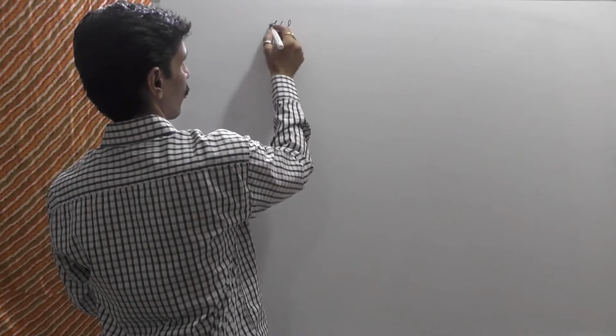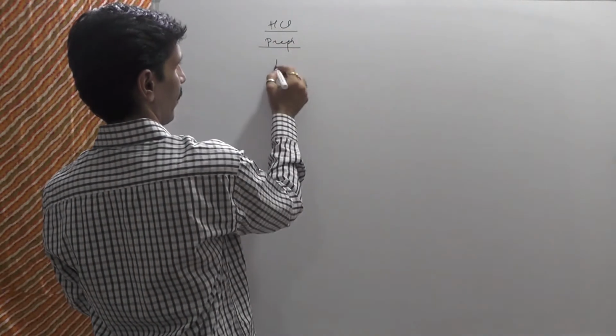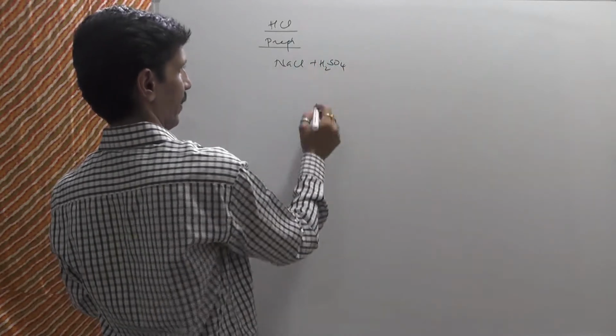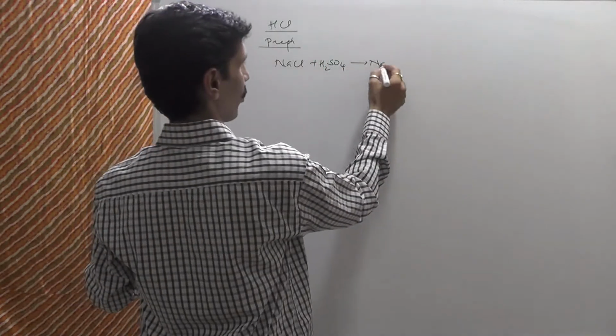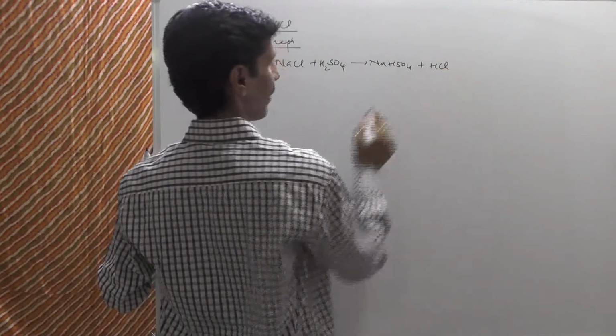तो सबसे पहले दोस्तों उसके प्रिपरेशन की ओर नजर डालेंगे. प्रिपरेशन में we talk about NaCl plus sulfuric acid. ये रिएक्शन आपको बताया अच्छी तरीके से. So it is going to give you NaHSO4 as well as HCl.